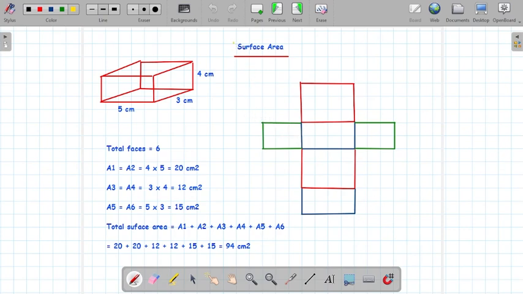Now let's talk about another thing. We'll talk about the surface area. What is the meaning of surface area? Surface area is not about 2D, it's about 3D shapes. When we have 3D shapes, we know that they have faces. Each one of these faces has an area.